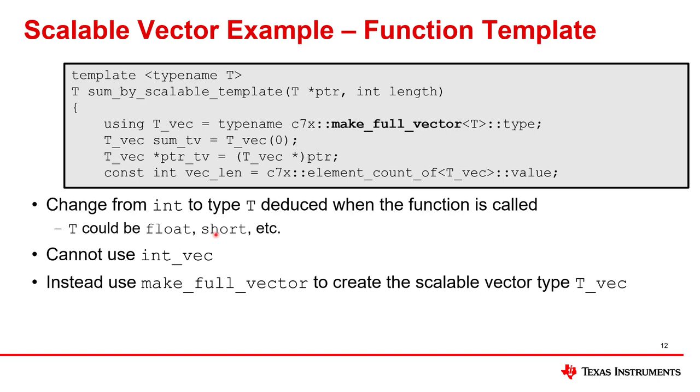Since it could be any of those types, you cannot use the int_vec type. That is locked down to vectors of integer. So what you do instead is you use this utility from C7x scalable.h called make full vector, and it looks like this to create this type tvec, and then everywhere we were using int_vec before, now it's tvec. Now this is not all the changes that need to be made in the function, but this is most of them. For the rest of the changes, I leave that as an exercise to the viewer.